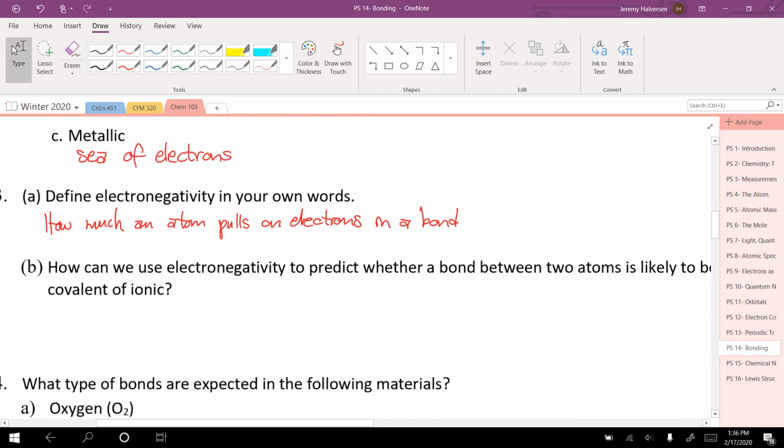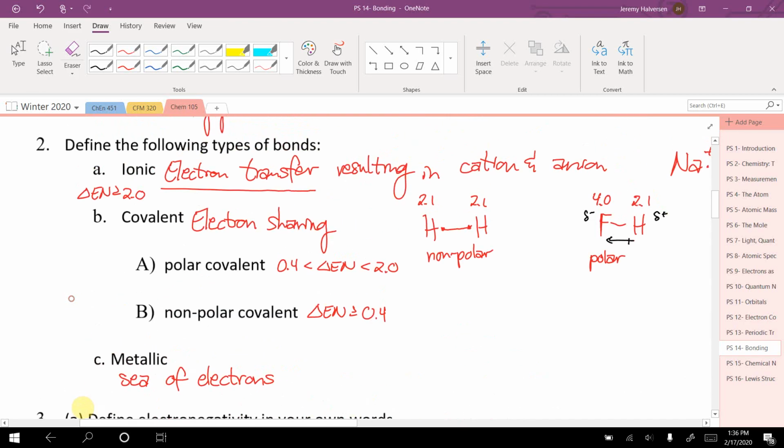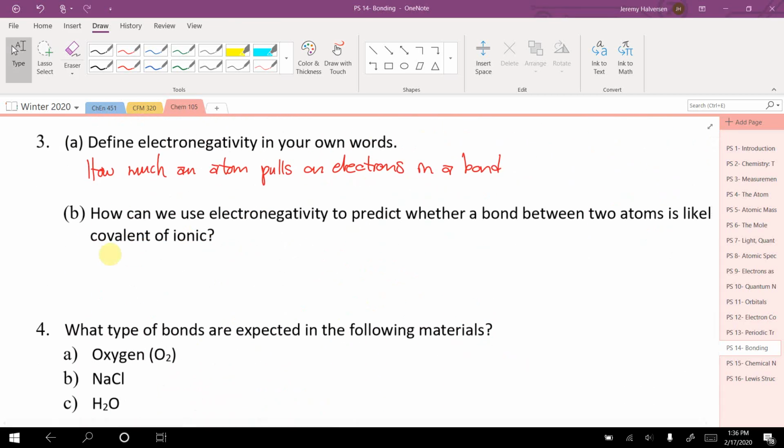Oh, and we kind of answered this question already. How can we use electronegativity to predict whether a bond between two atoms is likely to be ionic or covalent? Well, that's that if the difference in electronegativity is greater than 2.0. When I say difference, I mean you look at the electronegativity of atom 1 and the electronegativity of atom 2, you subtract. If the difference is greater or equal to 2, that's ionic. If the difference in electronegativity is less than 2, that's covalent.